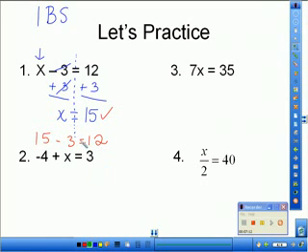Let's try another one. First, draw your imaginary line to separate the equation. Remember, you always start on the side with the variable. We want to isolate the variable. We want the x to be all alone. So, what is the inverse operation of a minus 4 or a negative 4? It would be a positive 4.